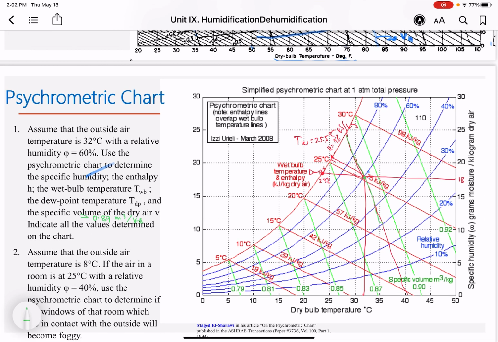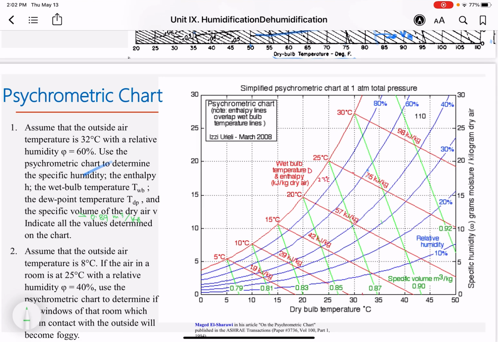So what is given for us here is, can I erase the first? Para hindi tayo malito. Okay. So you are given 40 degrees relative humidity, 25 degrees room temperature, and the outside air is given at 8 degrees centigrade. We are to determine, will it become foggy outside, yung outside wall ng window. Okay? So you are given 25 degrees, project it to 40 degrees relative humidity. So it is at this point.